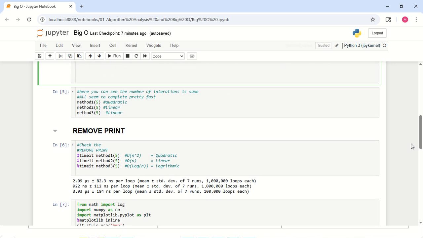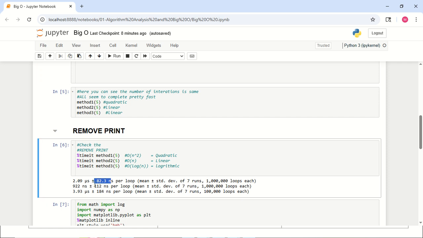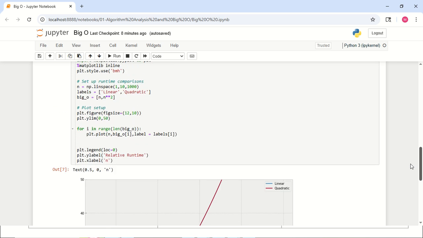So we can run this to see what the times look like. Right off the bat, linear. The first one is the quadratic time in nanoseconds. The second one is the linear time. And then the last one is the logarithmic time, which is interesting because I would have thought that linear would have been a faster time. So that's the comparison right there.